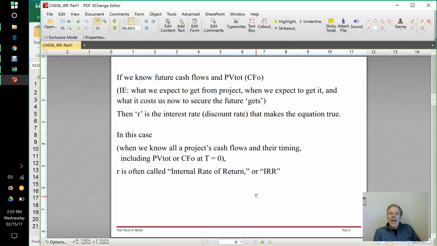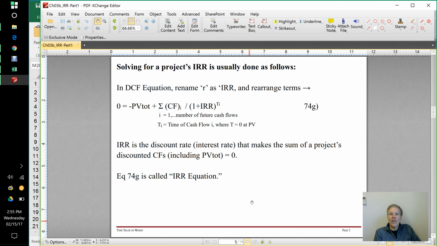So in this case, remember we've been calling R our interest rate or discount rate. When we know all the cash flows and when they're going to happen, but that's all we know, we call R the internal rate of return of the project, or the IRR of the project. And there's a particular methodology that's used for solving for IRR that I want us to learn because it's used throughout real estate finance and finance generally.